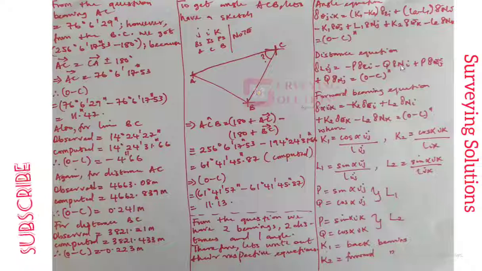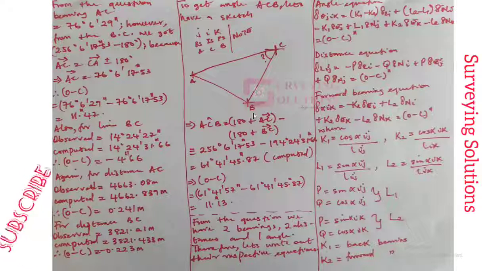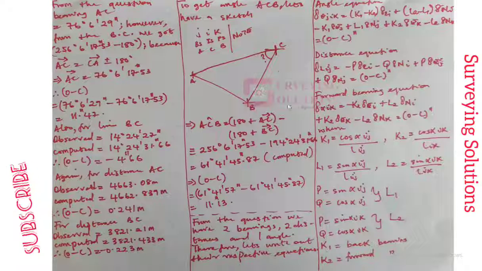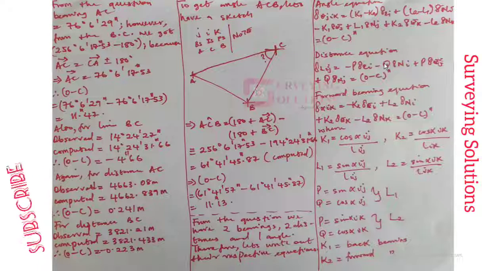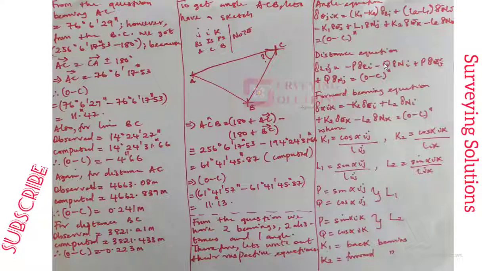The same thing applies to the next distance. We have two distances, BC. So still C is our instrument station, observing to B. So we still have minus P and minus Q. These things are very simple. Please, if you miss it, you just pause and rewind. These things are very, very simple, and we have tried to break it down as simply as you can understand it.